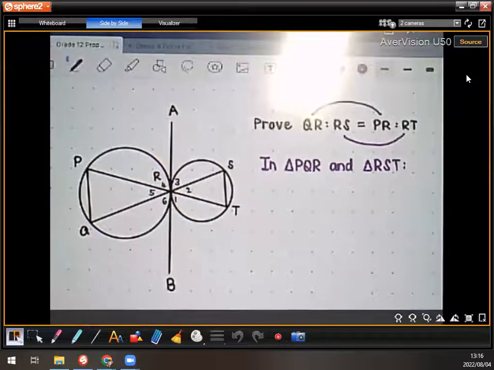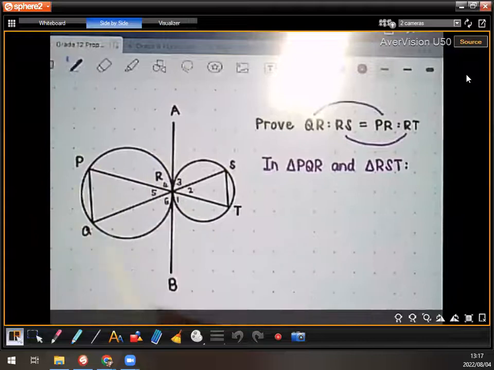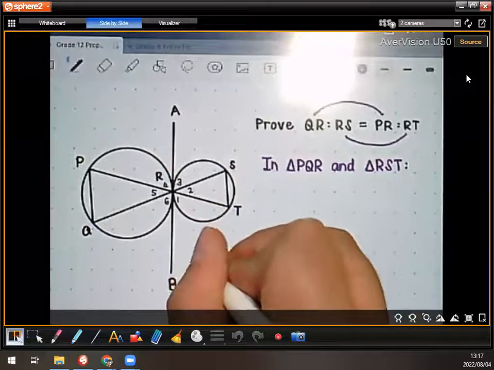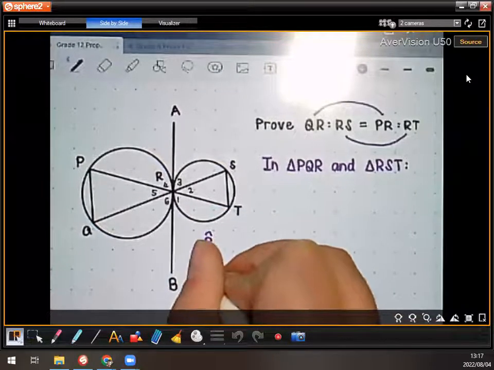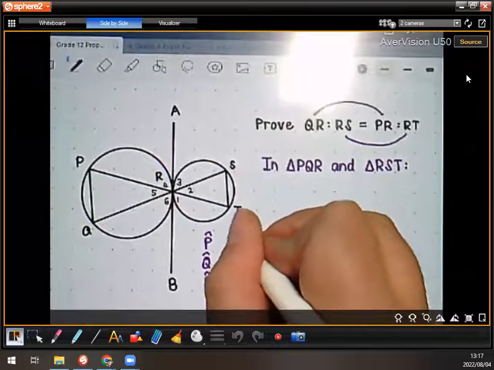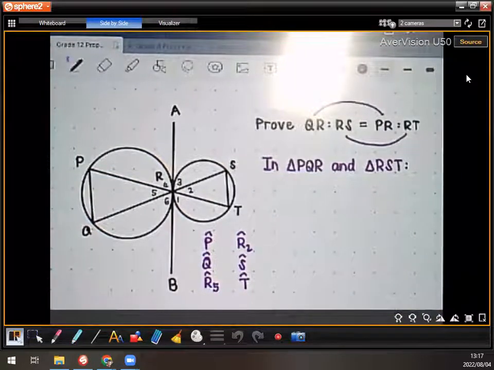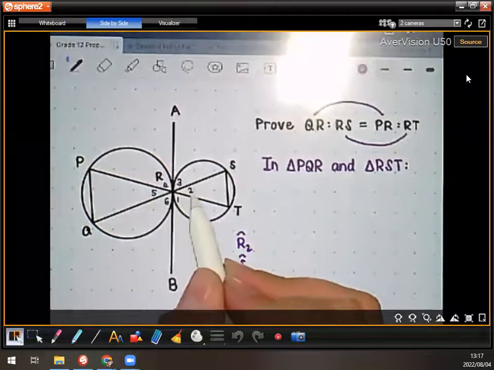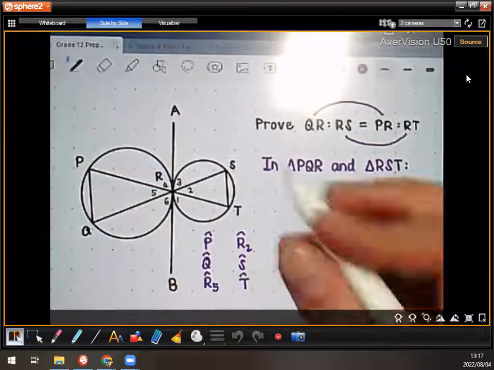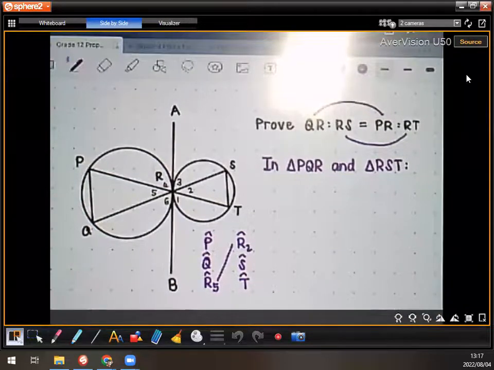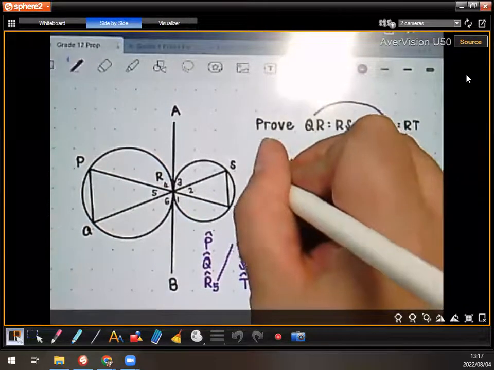If you struggle with this work, or if you just want to make it easier for yourself, you can list the three angles. So in PQR, we have P and Q and R5. And in RST, we have R2 and S and T. Now, I think many of you noticed straight away that R5 and R2 will be equal, right? We remember those are the vertically opposite angles. So there's one pair already. We can write that straight away as well.